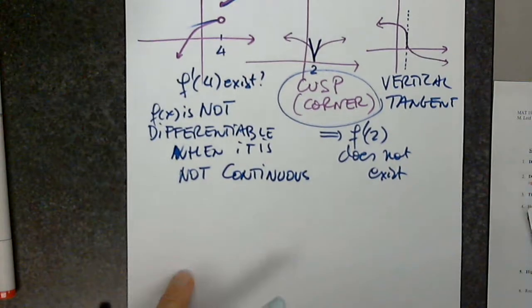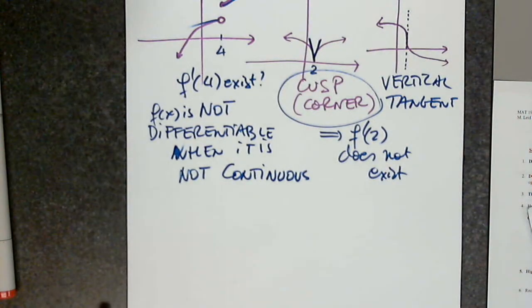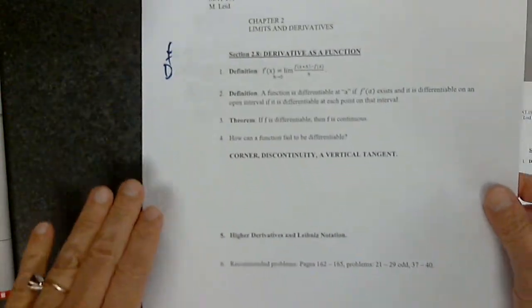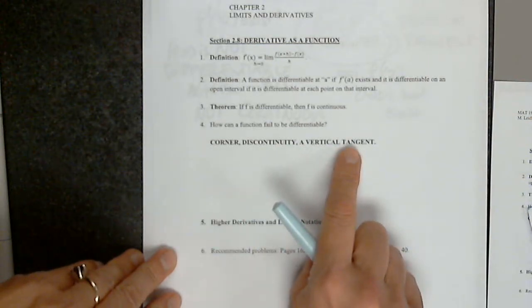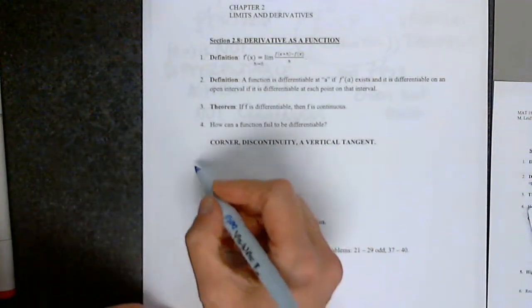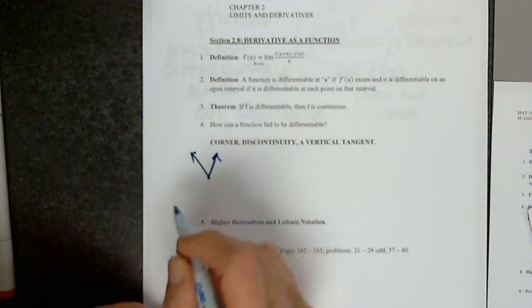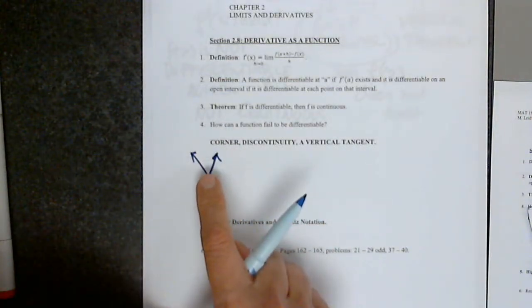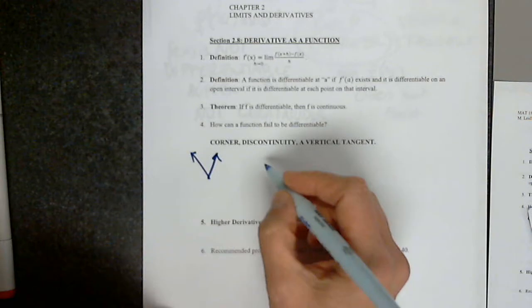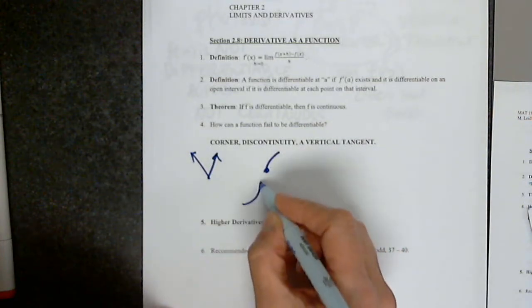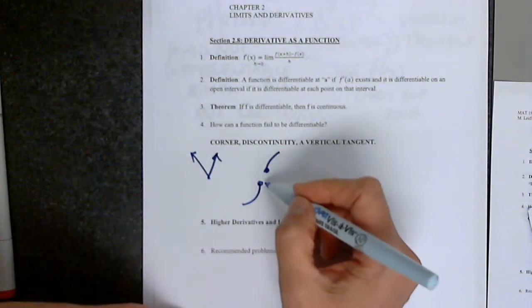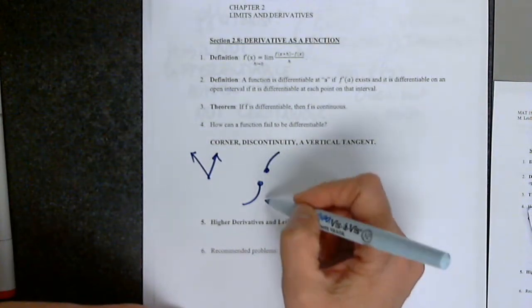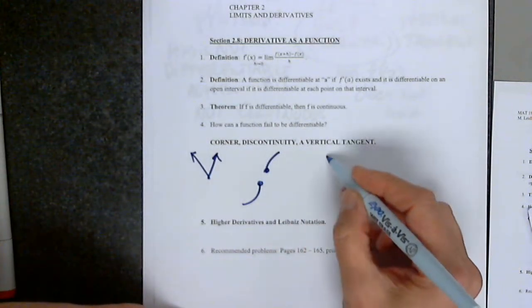So I'm getting at actually the last section, and that's what it was. Corner, discontinuity, and a vertical tangent. So these are the examples. Corner or cusp, not differentiable. Discontinuity, jump or otherwise. So in my example here, there is a gap. And vertical tangent.